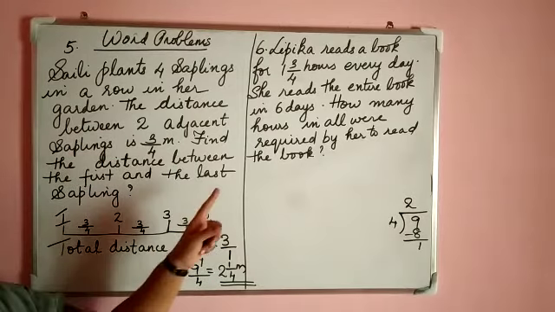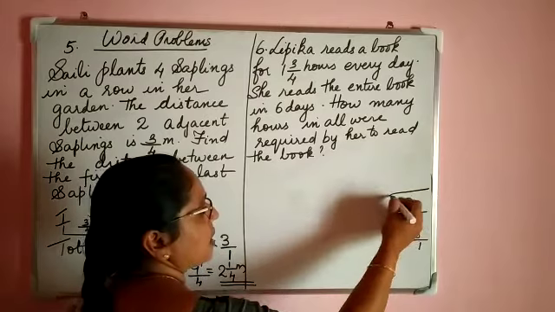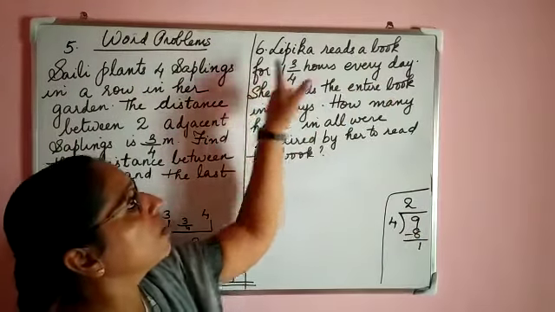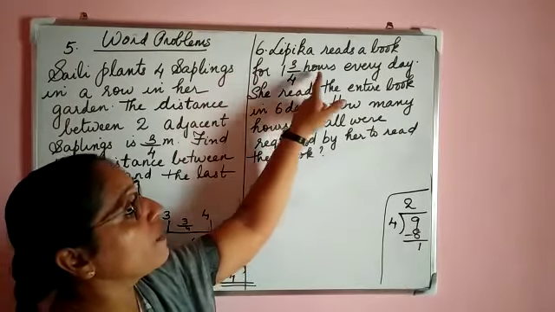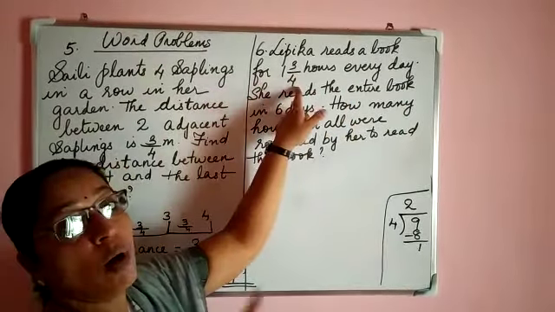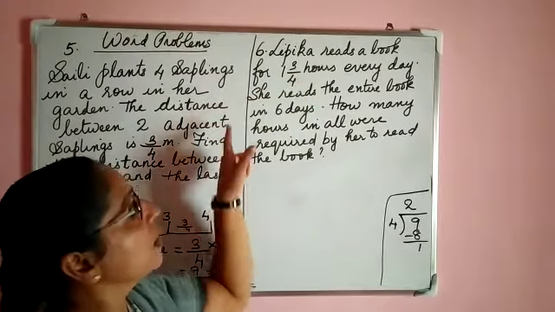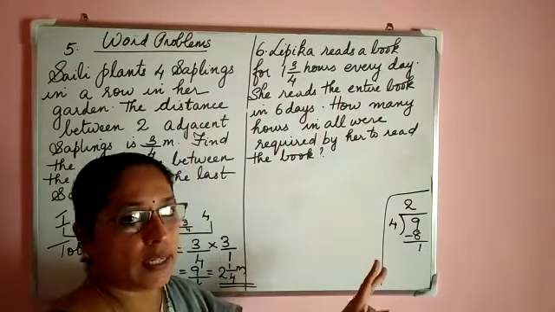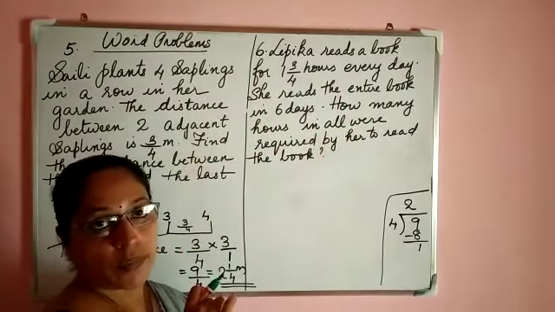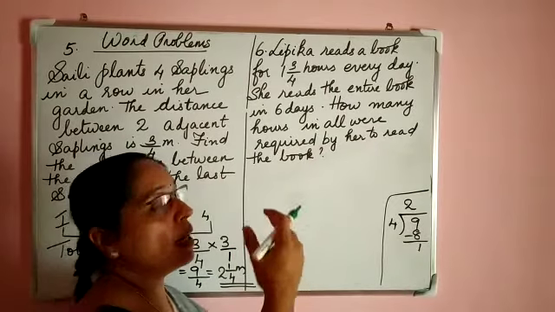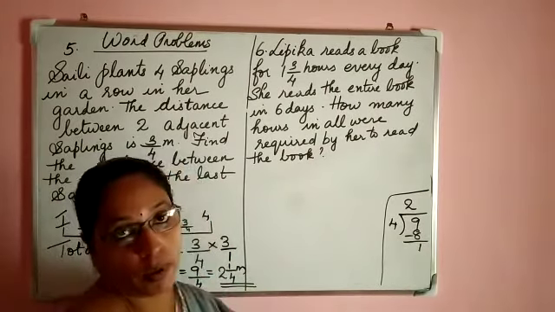Okay, now let's look at the second question. Here, Lipika reads a book for 1 3 by 4 hours every day. Each day she is reading for 1 3 by 4 hours. She reads the entire book in 6 days. The full book is read in 6 days. So how many hours in all were required by her to read the full book?